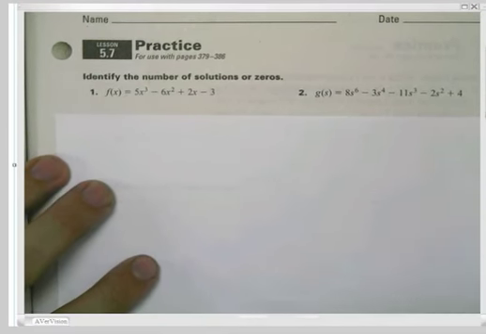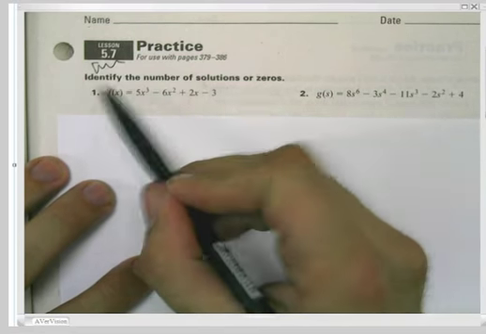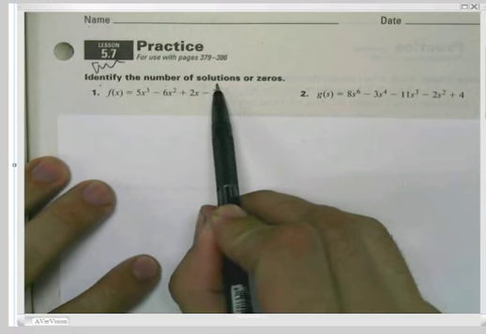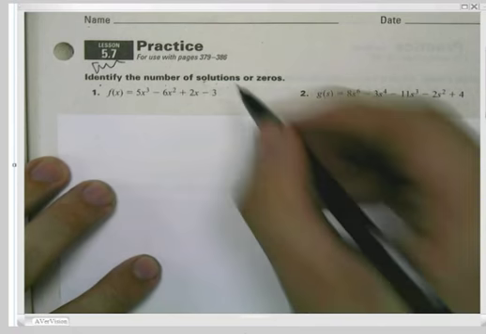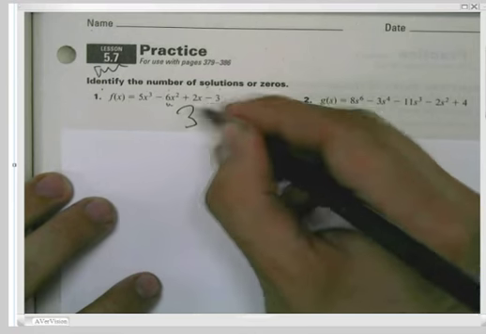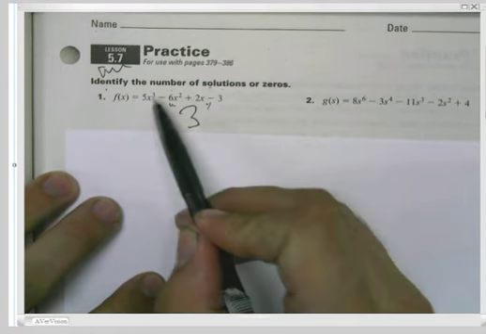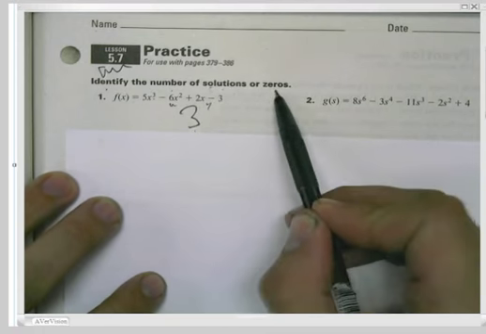Okay, here we go for 5.7. I think these problems are easier than what we did in class. Identify the number of solutions or zeros. Solutions and zeros would kind of be the same thing if this just equaled 0. Anyways, the number is going to be 3 here. That's it. Done. Because the highest degree is 3, the number of zeros we're going to have is 3. They might be real, they might be imaginary, but there will be 3.